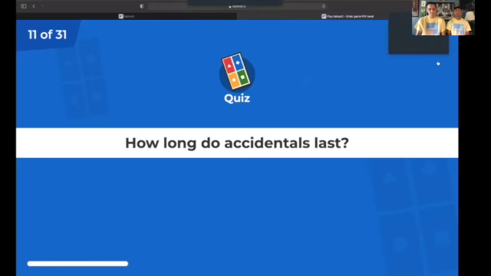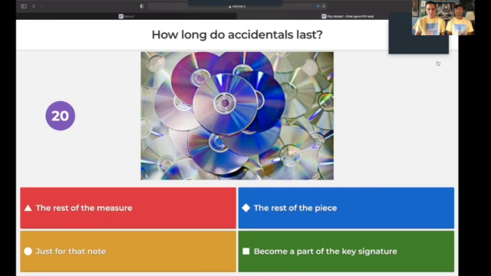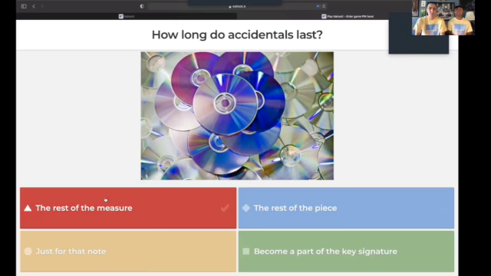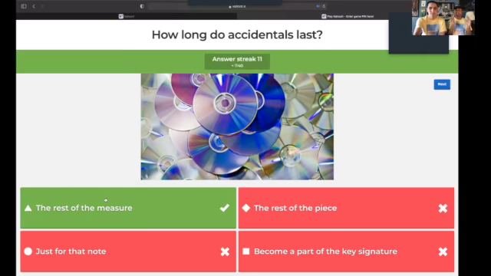Then going on to question 11, back to the kind of quiz type questions. How long do accidentals last? Do they last the rest of the measure, the rest of the piece, just for that note, or does it become a part of the key signature? So you guys remember we had that special rule for accidentals and how long they lasted for. And the correct answer is going to be the rest of the measure. Remember, between the bar lines, that is the measure. That is how long an accidental lasts for, the sharp, natural, and flat.